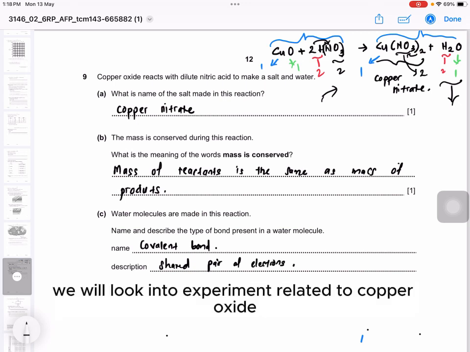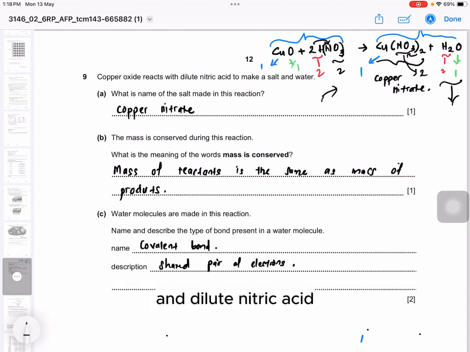Now we will look into an experiment related to copper oxide and dilute nitric acid.